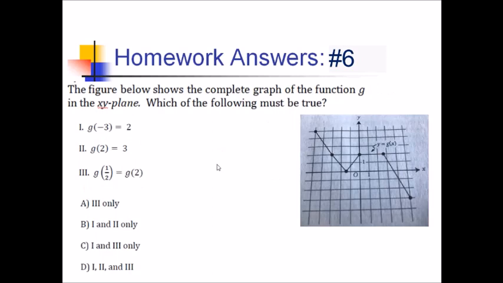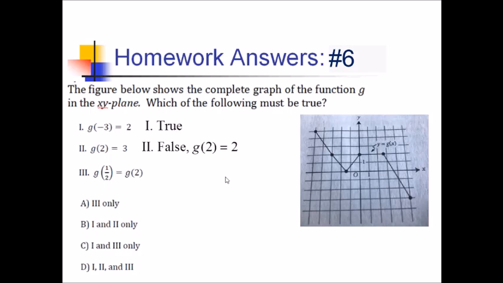For number 15, we're given a graph of the function g, and we want to figure out which of these things has to be true. So the first thing is g of -3 equals 2. So if I plug in -3 on the x values, which is right here, do I get a y value back of 2? Well, this is the y value 2, so that is true. Next, g of 2 equals 3. So if I go to 2 for the x values, is the y value 3? Nope, here's 3. Here's where the function actually is.